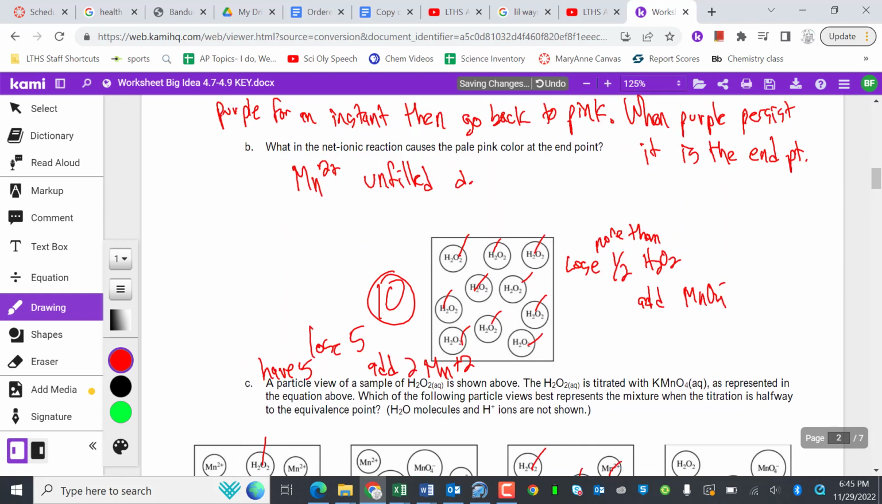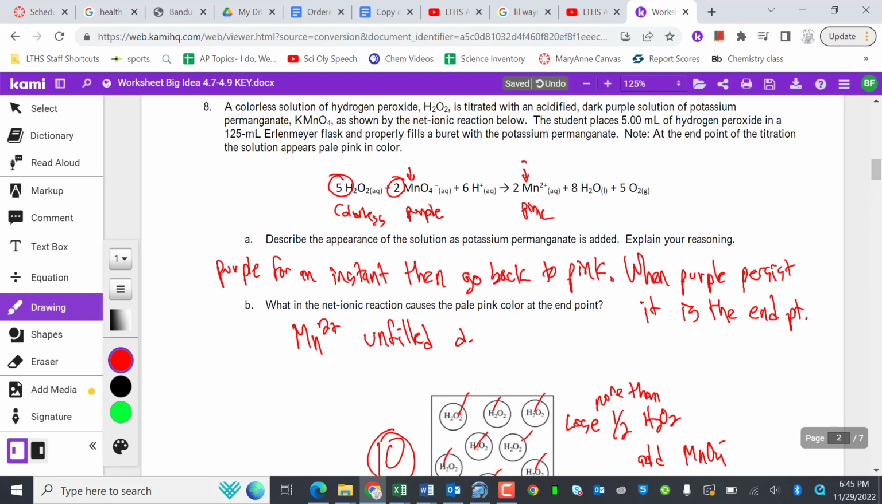Okay. So again, what I did was I looked at the coefficients. This says it's going to be 5 and 2. So if I started with 10, halfway would take me to 5, right? And if 5 of these were lost, 2 of those were used up, but really I'm looking at the wrong ones here. I'm sorry. 2 of these would form.